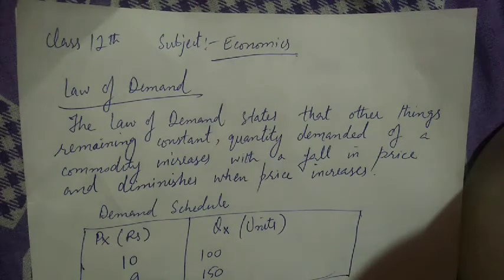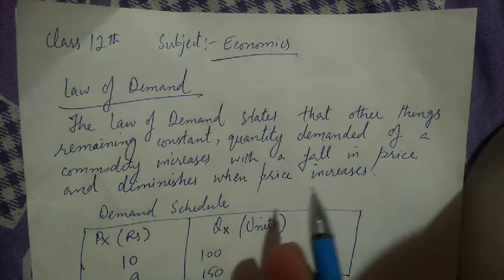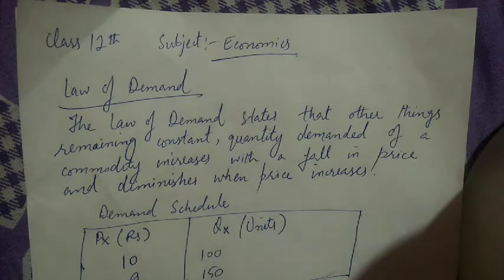What is the law of demand? The law of demand states that, other things remaining constant, the quantity demanded of a commodity increases with a fall in price and diminishes when the price increases. The law of demand expresses a relationship between quantity demanded and its price.